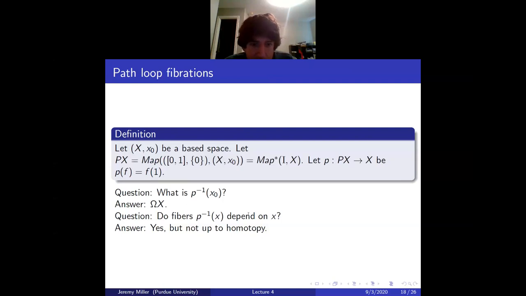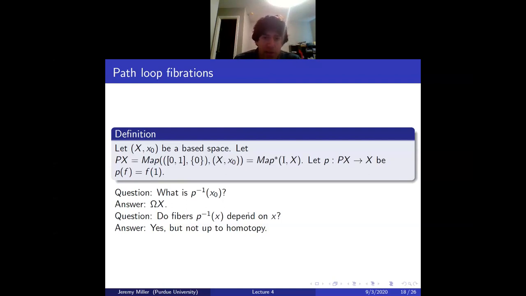So if X is not path connected, then if you pick a point in a different path component, you'll get the empty set. But if you pick a point in the same path component, you'll get something that's non-empty, by definition of being in the same path component. But if X is path connected, then the fibers don't depend on what point in X, up to homotopy.